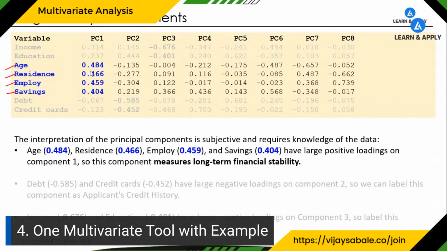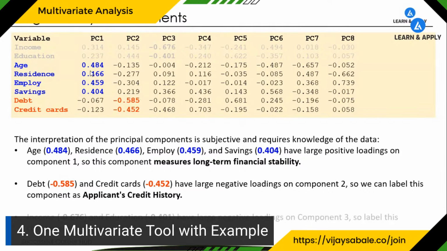Now, if you go to the second principal component, we can see the debt and credit cards have about the same value, around minus 0.58 and minus 0.45. So we can group them as a second group. And if you go to the third principal component, again, we can see these two values, minus 0.676 and minus 0.401. We can group them into the third principal component.